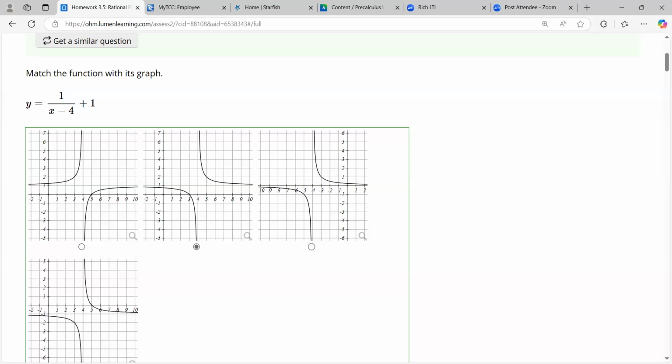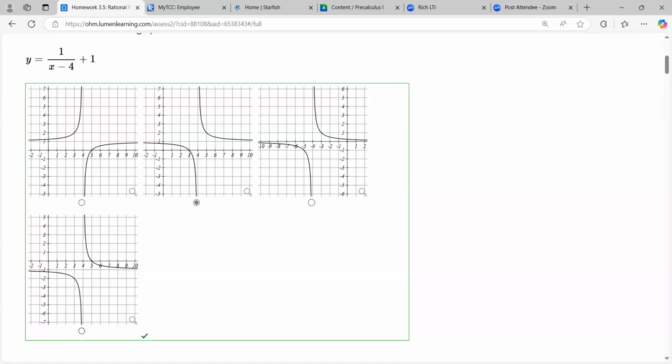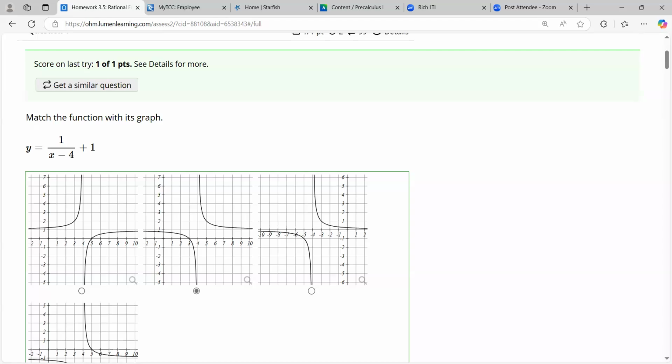This one also has a center 4, 1. And this one has a center -4, 0, so this one is out. And this one has a center 4, -1, so this one is not right. So it has to be the first two. But remember the mother function has 2 branches in quadrant 1 and quadrant 3, not quadrant 2 and quadrant 4. So the correct answer is B, this one.